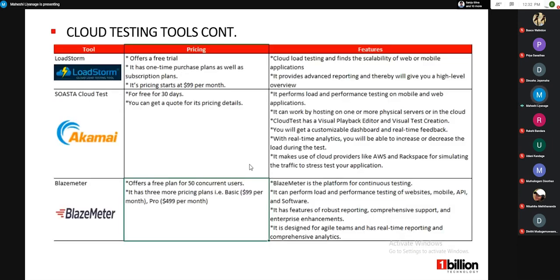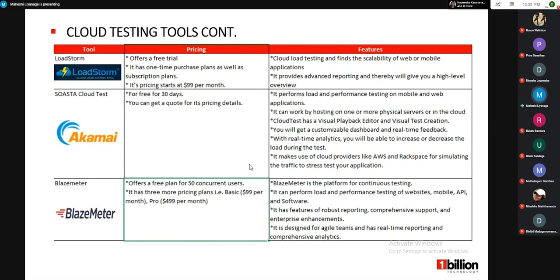Okay. Then we have cloud testing tools. Here, these are some famous cloud-based testing tools. I have mentioned some of them here. So the first one is LoadStorm, that offers a free trial and also has some pricing plans. And this helps with cloud load testing. And then we have SOASTA CloudTest that offers free for 30 days, also for load and performance. And this has a visual playback editor and visual test creation.